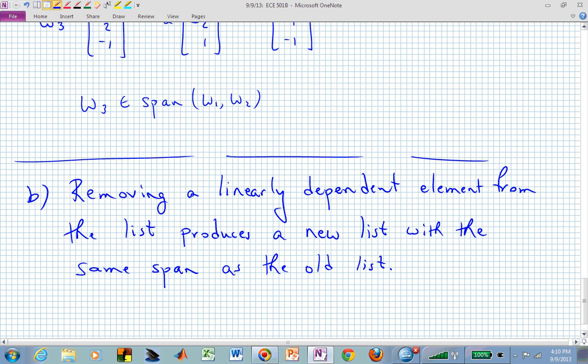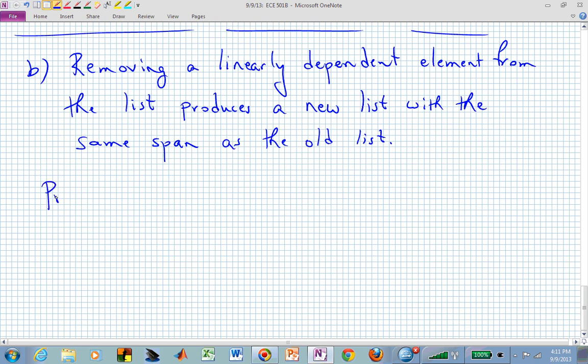So if you have a list of vectors and there's some linear dependency among those, if you remove one of those vectors that's linearly dependent, then you can keep it out of that set and still span the same area or dimensions that you were able to span with the original collection of vectors. That's all that's saying. So if we wanted to think about how we might prove that, we can think of it in the following way.